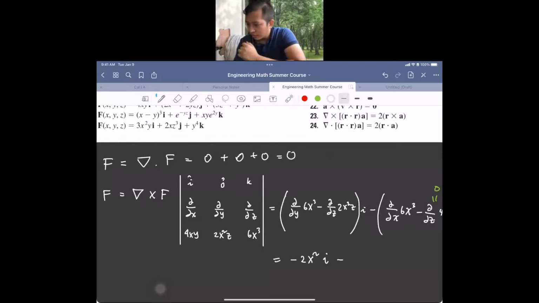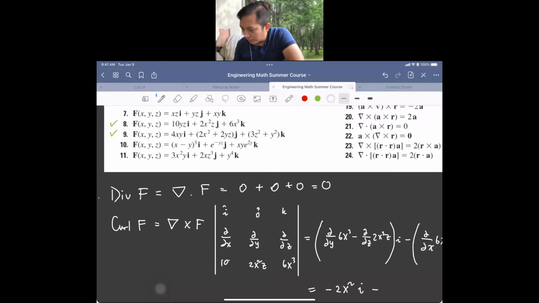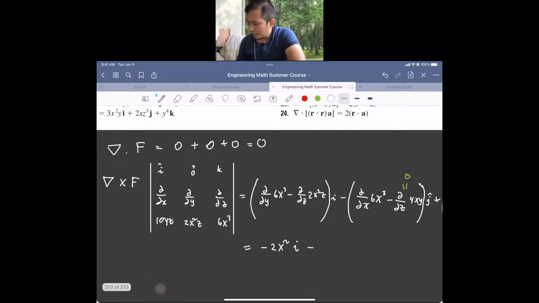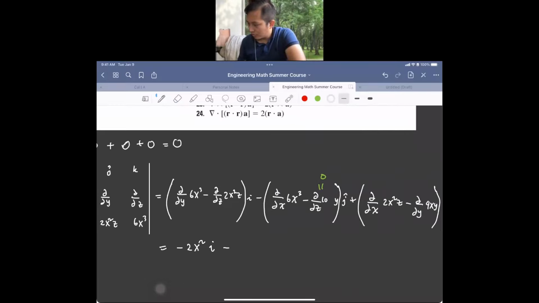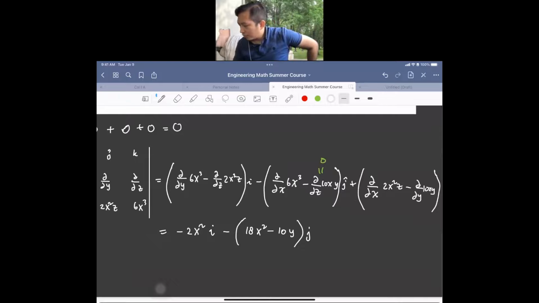Oh, I think I wrote the wrong equation here, sorry. So the number should be 10, should be 10. So it should be 18x squared, right? This will be 18x squared, and then minus 10yj, and then plus, this is k, this is 4xz minus 10x, right? Minus 10.